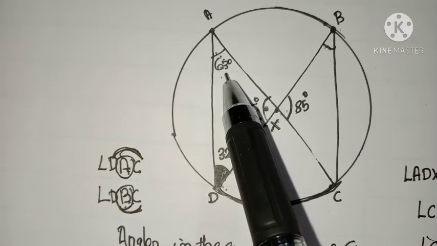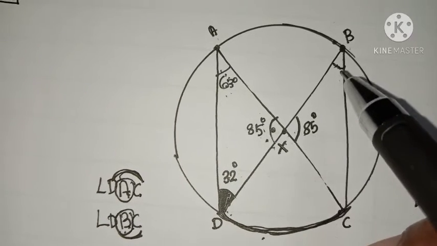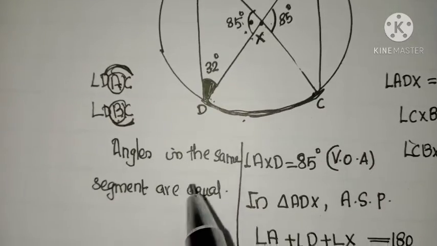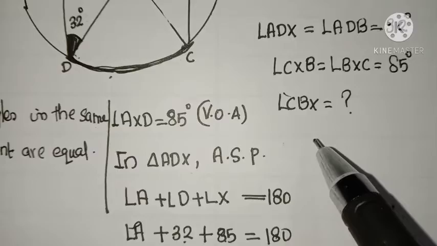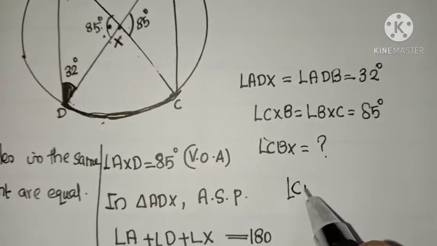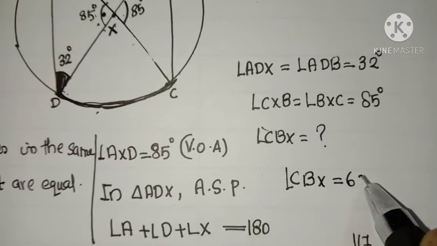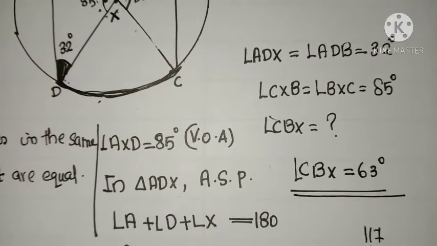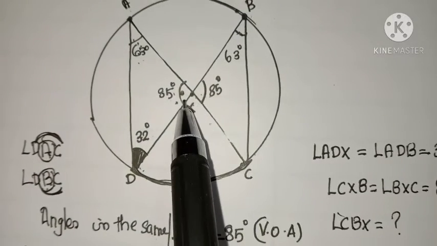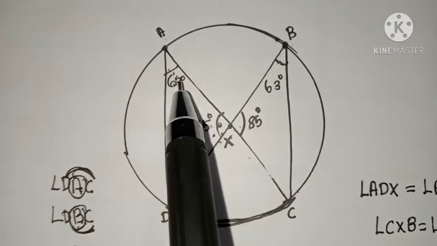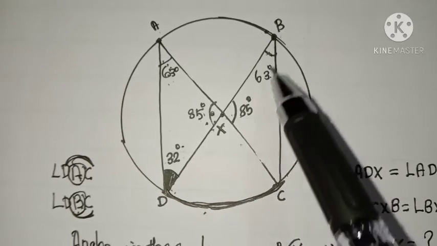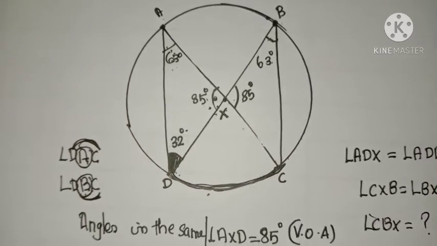So if angle A is equal to 63 degrees, what is angle B? 63 degrees. What is the reason? Angles in the same segment are equal. So angle CBX is equal to 63 degrees. That's our required answer. So we applied three results here. One is vertically opposite angles are equal. Then the angle sum property of a triangle. And finally angles in the same segment are equal.